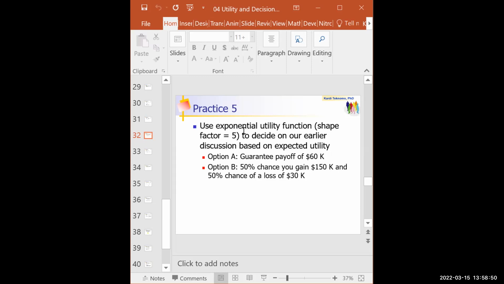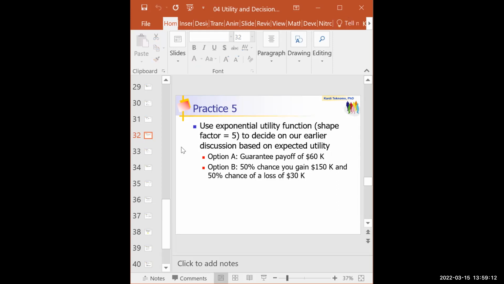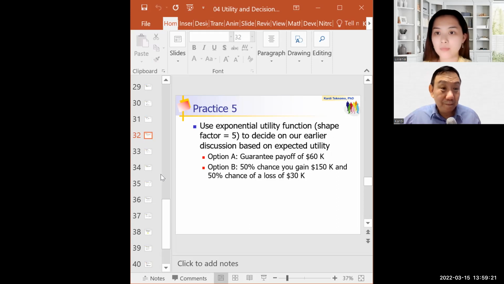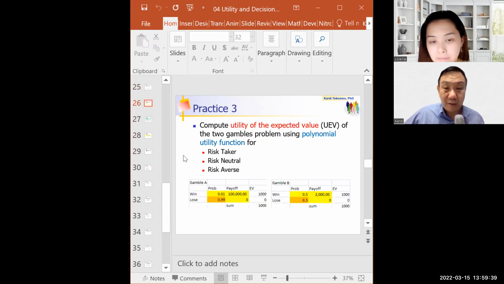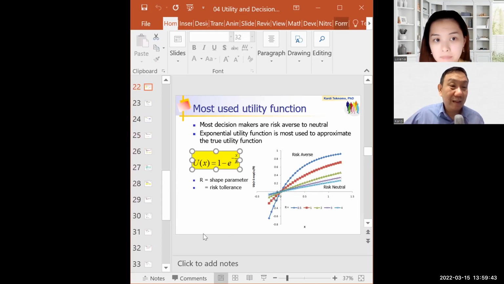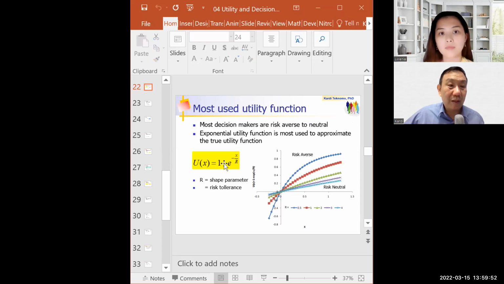So, risk factor 5 using the utility function. So what is this? Risk neutral, risk averse, or risk taker? Can anyone say? Which utility function? What do you think? When we discuss the utility function, we always use the risk averse one. So we always use the one in yellow like this. I said here most decision makers are risk averse to neutral, so that's why we'll use this.